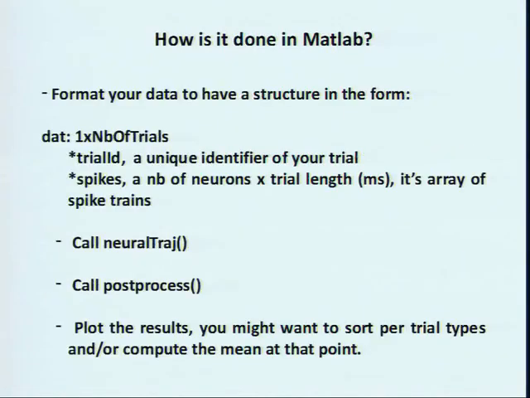You just need to format your data as a structure that is one by the number of trials. I don't know if people know what a structure is in Matlab, but it's very simple. Each trial has a trial ID that you need to track, because it gets shuffled in the process. So when you get the output, the trial ID is the only indication you have of which trial is which. And then the spike trains of all the neurons. It's very, very simple. It's almost straight out of the Plexon, I would say. You just feed it in, and it works. And then you have that.